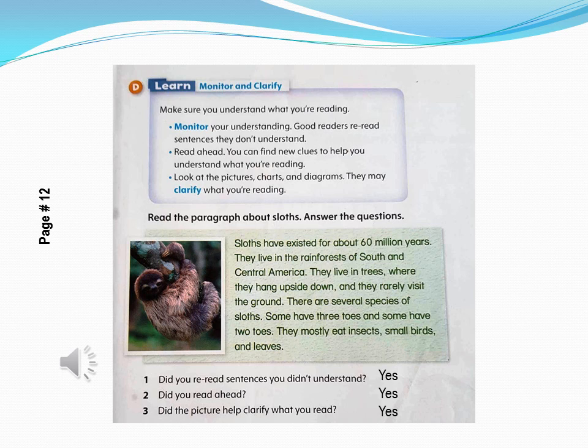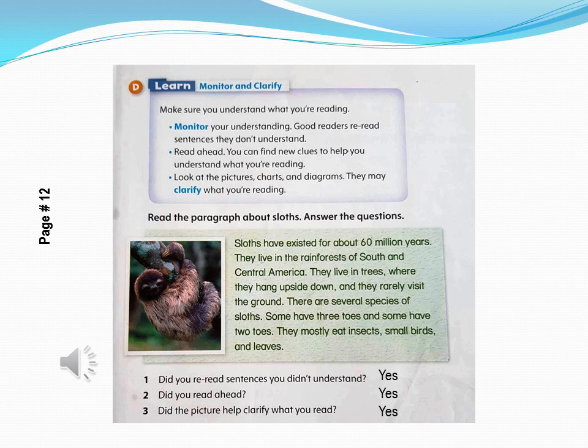So let's start reading this paragraph. Read the paragraph about sloths. Answer the questions. Sloths have existed for about 60 million years. They live in the rainforest of South and Central America. They live in trees where they hang upside down and they rarely visit the ground. There are several species of sloths. Some have 3 toes and some have 2 toes. They mostly eat insects, small birds, and leaves.